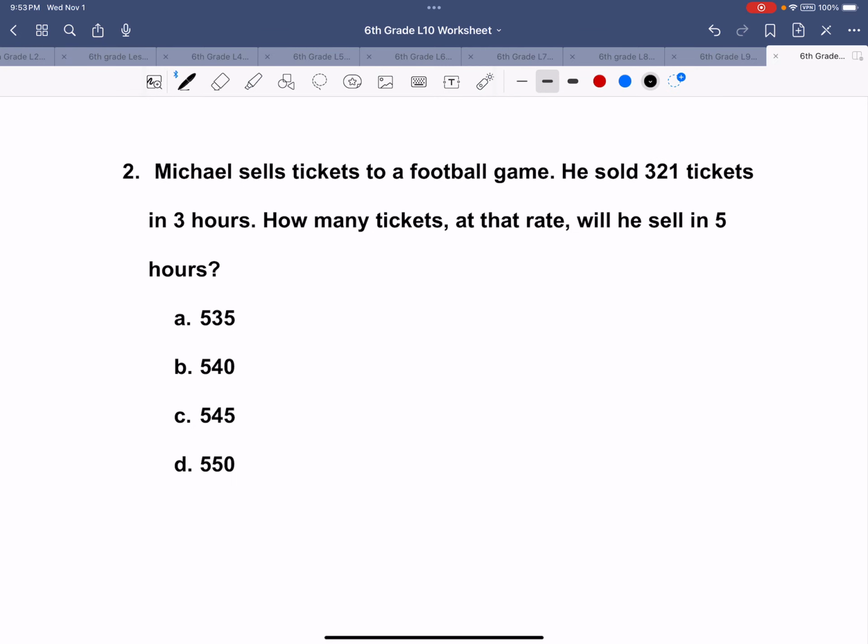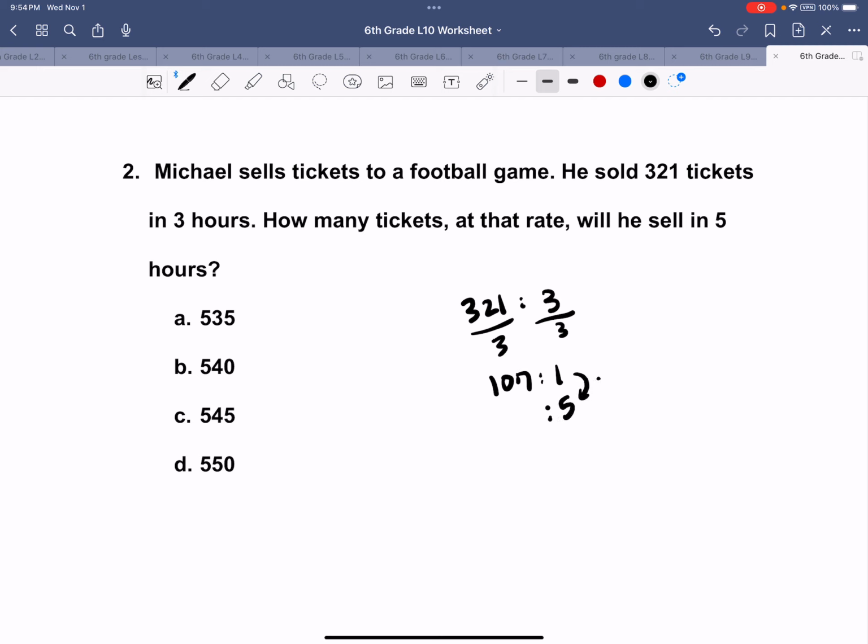Okay, so number 2. Michael sells tickets to a football game. He sold 321 tickets in 3 hours. How many tickets at this rate will he sell in 5 hours? So we have our 321 tickets in 3 hours ratio. And if we want to divide this with the least common divisor, we just actually divide this by 3, which gives us 107 to 1.